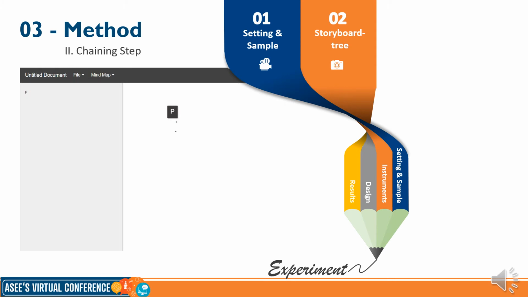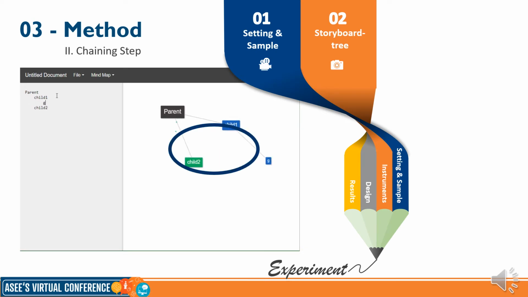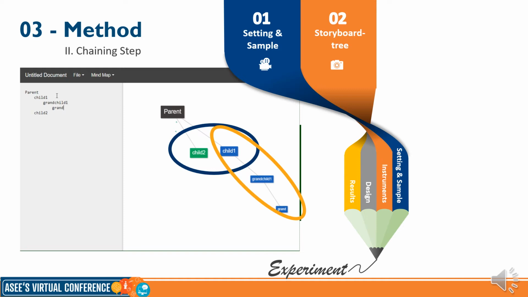Second step is the chaining step. In this step, the story is created from the hierarchy list. Each sibling should cause the retrieval for the next siblings in the same level, as child 2 should retrieve child 1, and child 1 should retrieve child 2. This continues with step 1 and 2, but with siblings and their descendants, where child 1 should retrieve grandchild and great-grandchild.